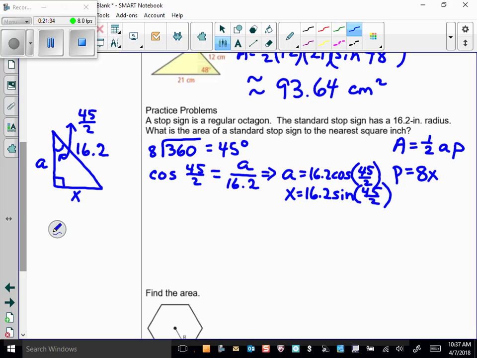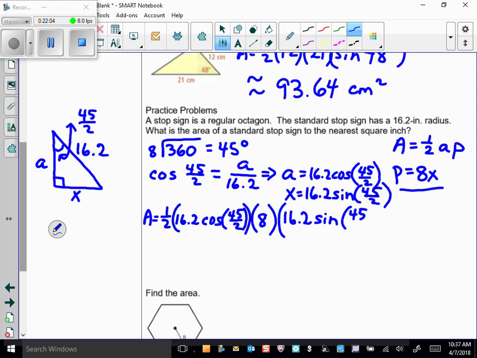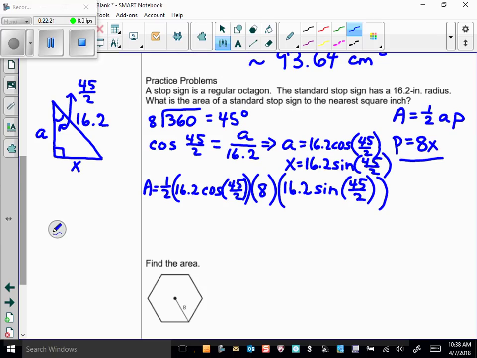So what I'm going to do now is take these two things. I've found everything I need. I'm going to plug it into my formula here. 1/2 A is 16.2 times the cosine of 45 halves. And the perimeter is 8 times x, so 8 times 16.2 sine of 45 halves. I can just hear my friend Levi right now. Oh my gosh. Yeah, but that's what it is. You're not going to round any of these values off before you get to the final answer, because there's just too much error that comes in from the rounding.